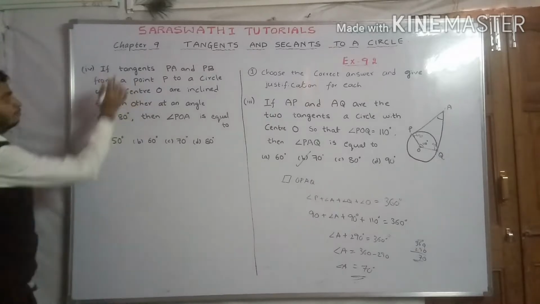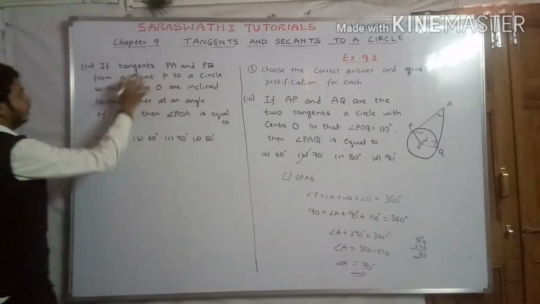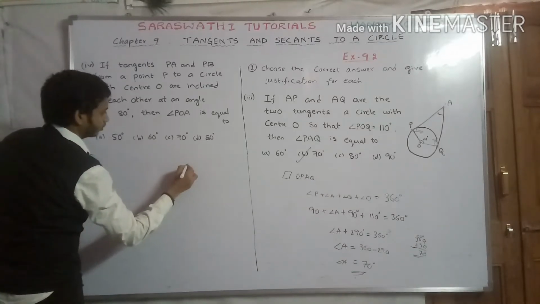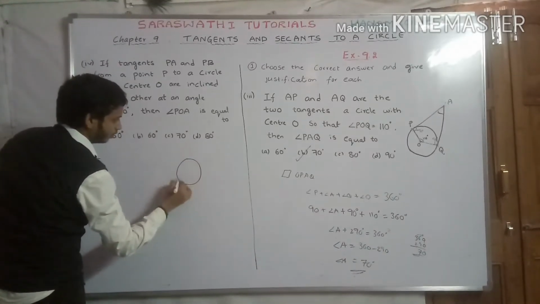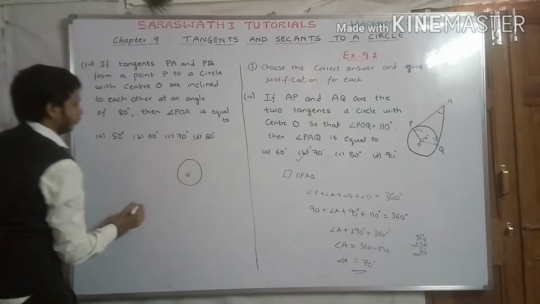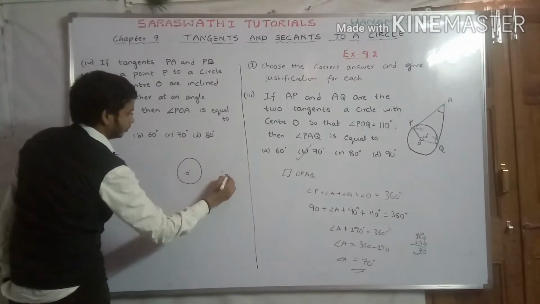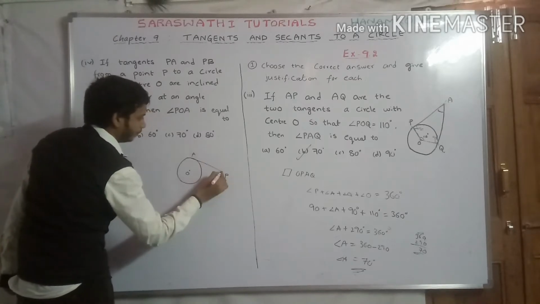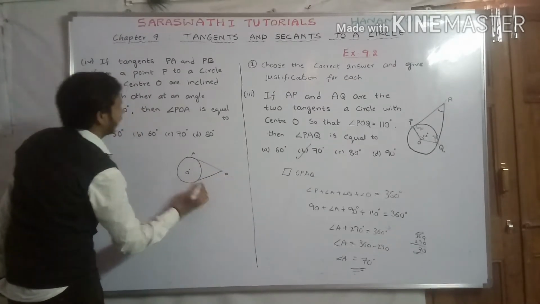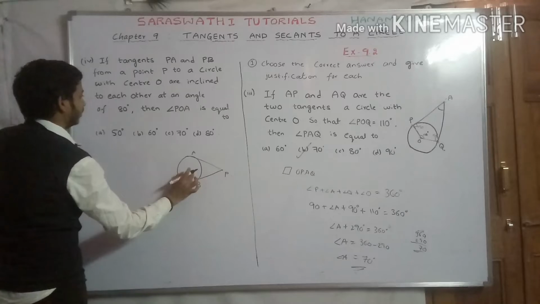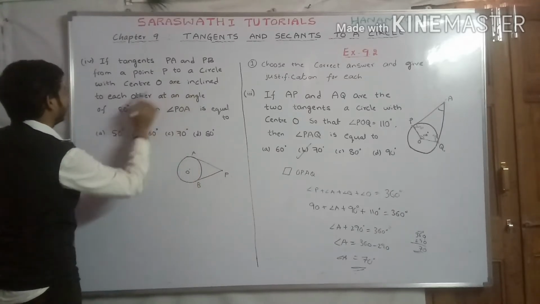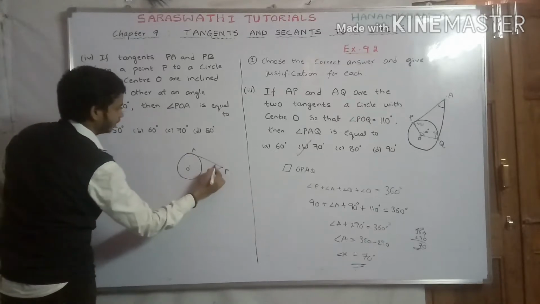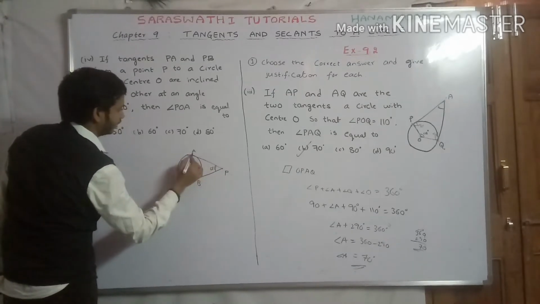The next question is: if tangents PA and PB are drawn from a point P to a circle with center O, consider a circle with center O, and let P be an external point. If PA and PB are the two tangents drawn from the external point, and they are inclined to each other at an angle of 80 degrees, then this angle is 80 degrees.